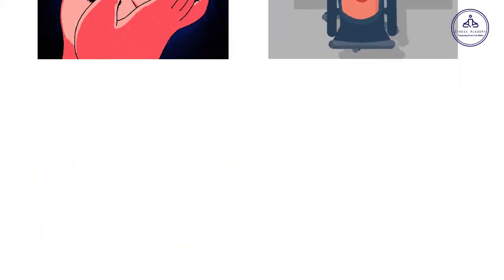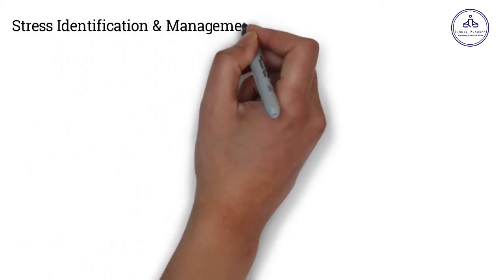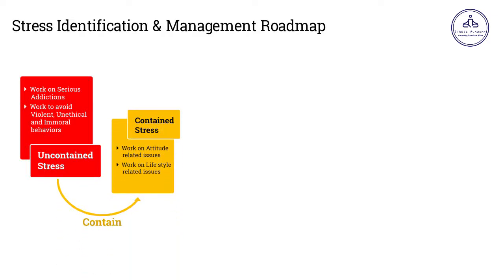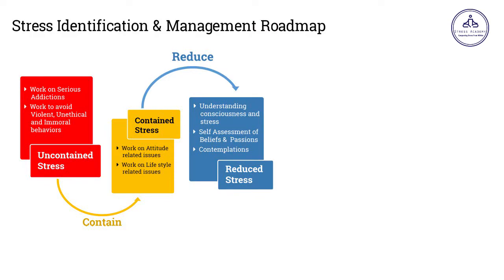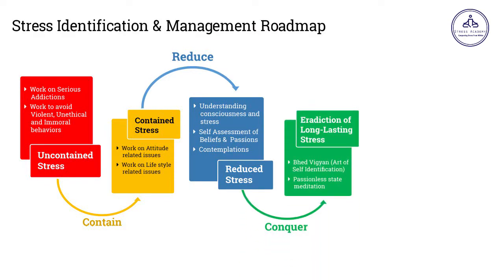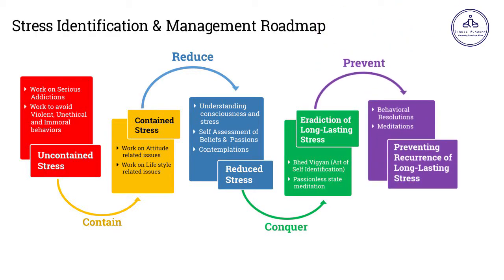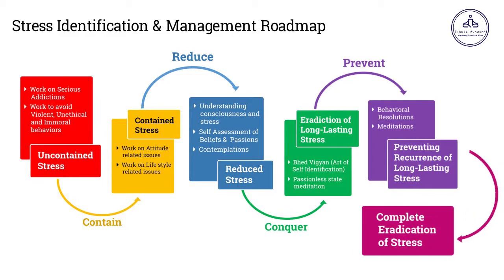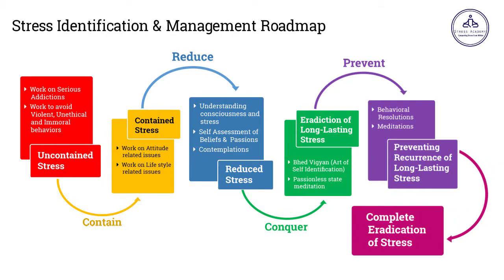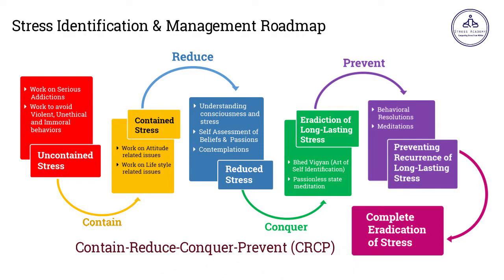The primary steps in the process of stress identification and management are: 1. A state of uncontained stress. 2. A state of contained stress. 3. A state of reduced stress. 4. Eradication of long-lasting stress. 5. Preventing recurrence of long-lasting stress. And 6. Complete eradication of stress. Progress through these stages is achieved through the practice of contain, reduce, conquer, prevent, or CRCP. Let's discuss these stages one by one.